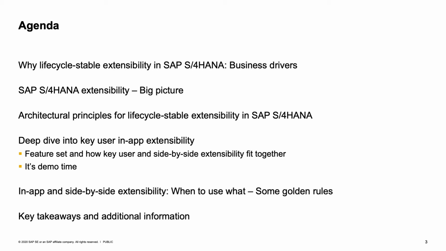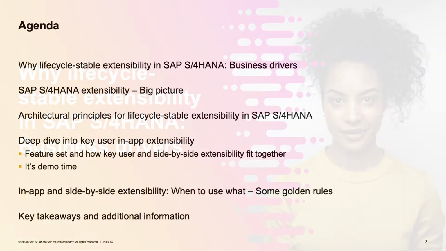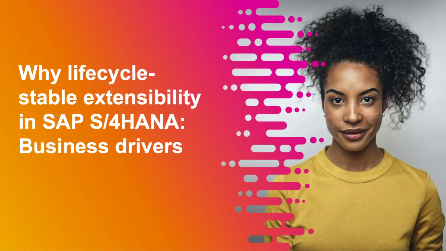And then we have a demo slot where I will show in-app extensibility, key user in-app extensibility. Then we will have a look into the question when to use what, when to go for side-by-side extensibility and when to go for in-app extensibility. That is the most often raised question by customers when it comes to extensibility. And then we will conclude with the key takeaways and additional information. But let's start with the business drivers.